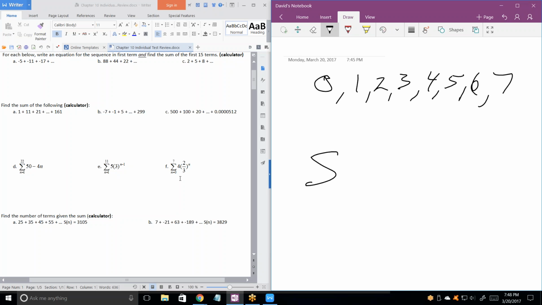Well, F is unusual in that n is not starting at 1. It's starting at 0. And that's fine. n can start wherever you want it to start. You could have n start at 5. You could have it start anywhere you want as long as the function makes sense. Okay? So I'm really trying to figure out S sub 8. What is the sum of the first 8 terms?